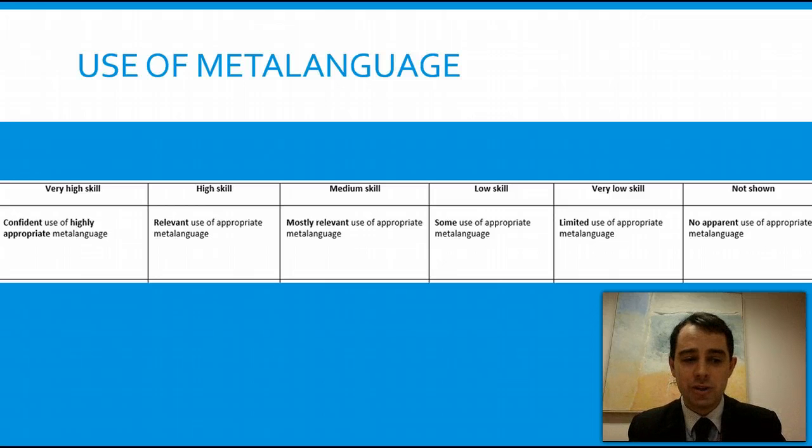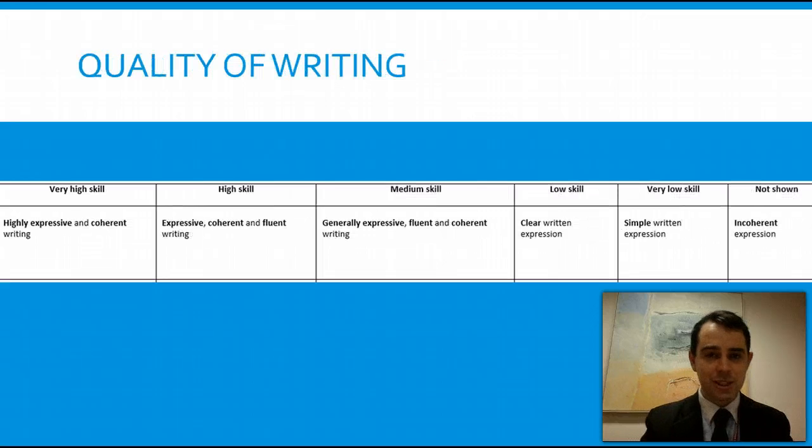You've got a confident use of highly appropriate meta-language. So the idea there is that your use of meta-language is so natural to the way that you speak. You've fully absorbed the meta-language into your own vocabulary, into your own lexicon, that you, in a very natural way, use it in your analysis, in a very sophisticated way too. So that's what differentiates those top two, which is an interesting differentiation.